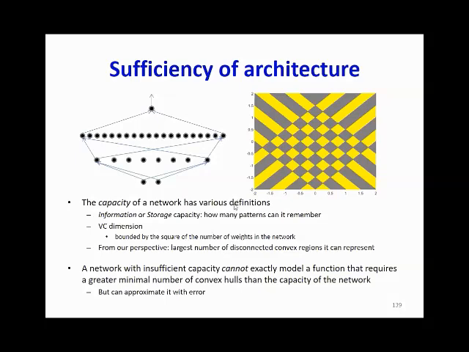So just in closing, we've been speaking of the capacity of the network, and there are in fact very many formal definitions of the capacity of a network, like information or storage capacity or VC dimension, and various other issues. We'll have a guest lecture by Gerald Friedland who will talk about this in greater detail, so I'll skip this.